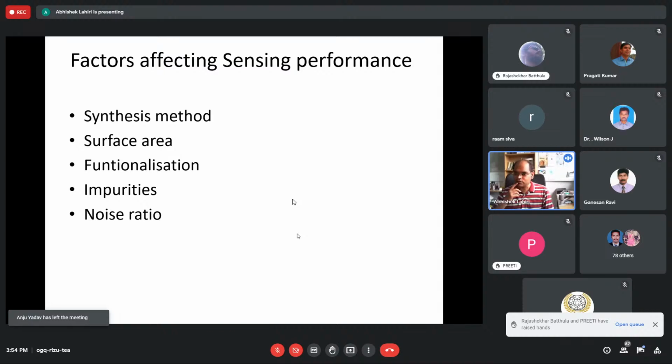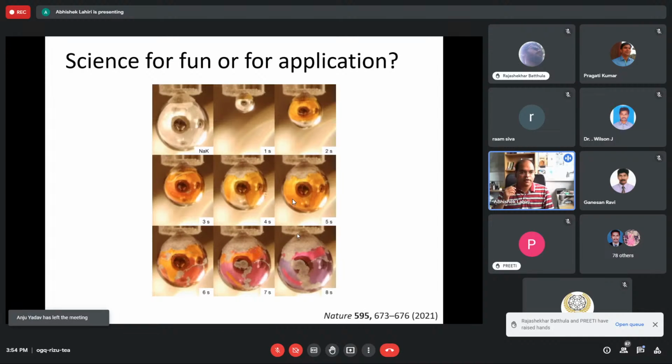What I would like to show you, which I found this morning while reading the journal Nature, is science for fun or for application. Most of us are always looking at science in terms of application. We are trying to solve a problem. We always look for publications. We always look for research grants, this scholarship or that scholarship. We are always running behind these research grants and papers and everything.